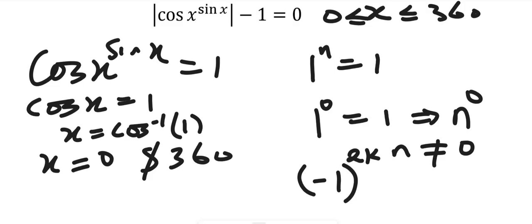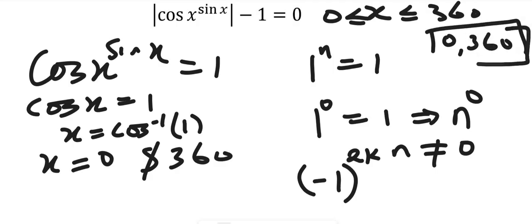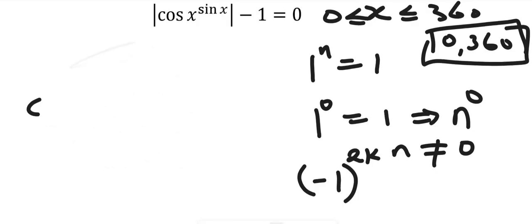So let's pick the second part. I'm looking at this condition now where the power should be 0. If the power is 0, the base should be any number except 0. The base cannot be 0. That's the second condition I'm looking at now. I've gotten two answers, 0 and 360. Let me hide the answers there. So now I'll clean this and go for the second condition.